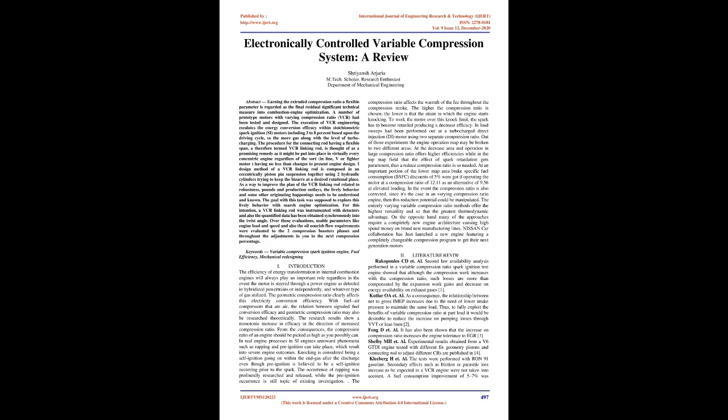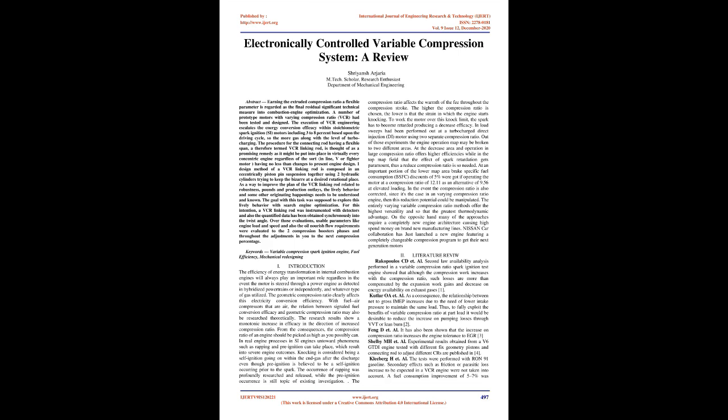The compression ratio affects the temperature of the fuel-air mixture throughout the compression stroke. The higher the compression ratio is chosen, the lower is the pressure at which the engine starts knocking. To operate the engine above this knock limit, the spark has to be retarded, producing a lower efficiency. Load sweeps were performed on a turbocharged direct injection, DI, engine using two separate compression ratios.